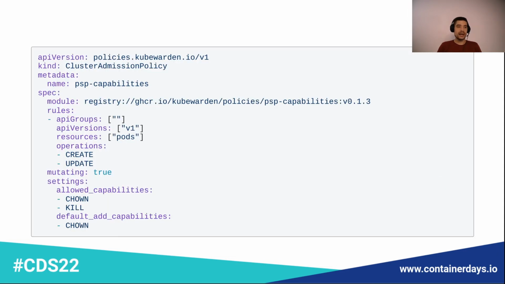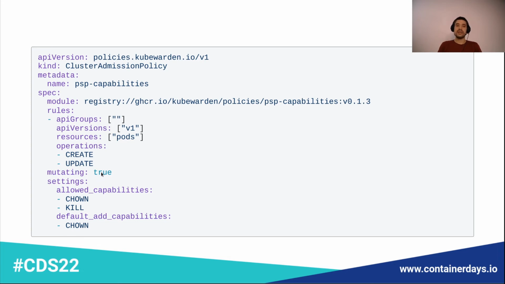Okay, so let's see how a policy looks. This is an example of a capabilities policy. So we have here the module, as you can see. This is inside of an OCI registry. And here we have the rules. These are the objects, the resources we are going to evaluate. In this case, we are going to evaluate pods and just the creation and update operations.